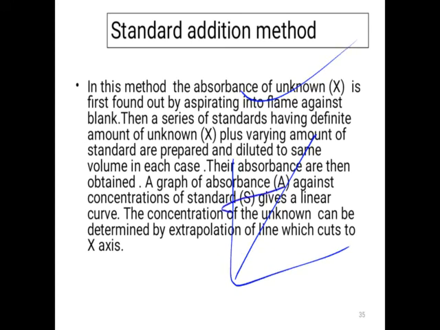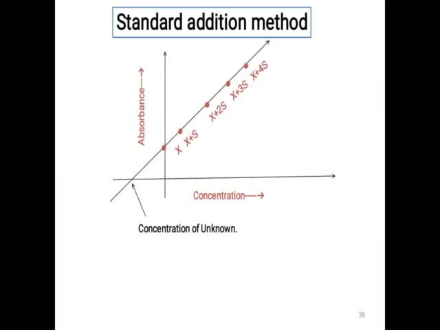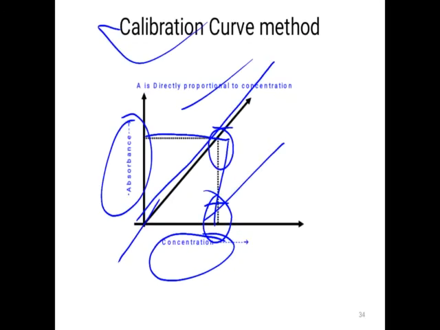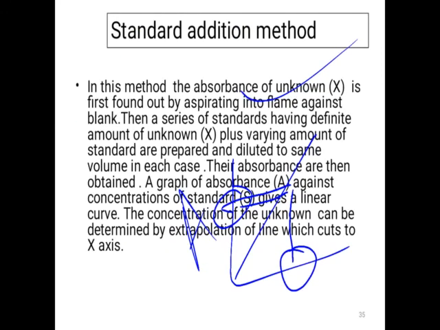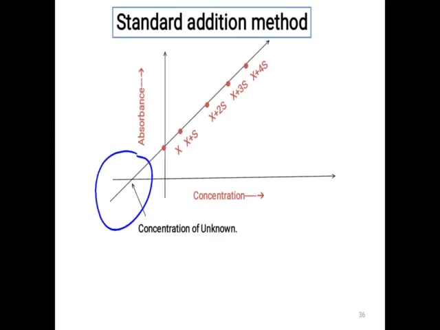Suppose this is the absorbance of the unknown sample, so we extrapolate on this graph and then extrapolate to the x-axis. The concentration present here indicates the concentration of the unknown sample, that is the standard addition method. So this is the graph for the standard addition method, where we get the concentration of the unknown sample. This is the calibration curve method, and this is the standard addition method.